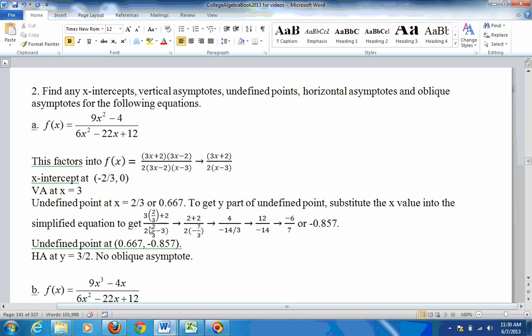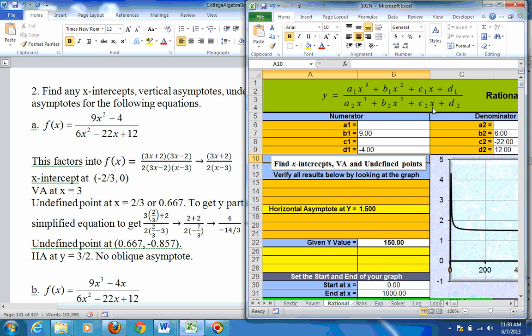We can type these equations right into the rational sheet. I have the rational sheet open, and you can put in your coefficients for your numerator, which are 9, 0, and negative 4, starting with the B1, and your coefficients for the denominator, which are 6, negative 22, and 12. And then your horizontal asymptote automatically shows up here. Click this button to get your undefined points, x-intercepts, and vertical asymptotes.